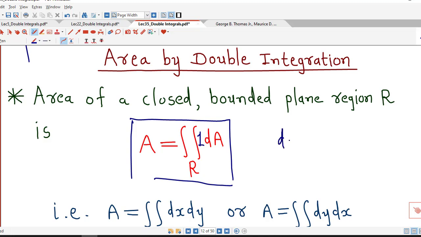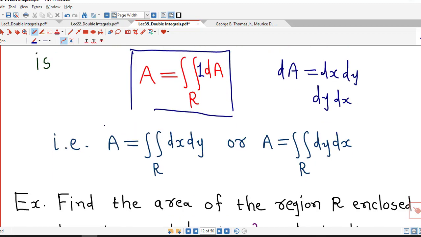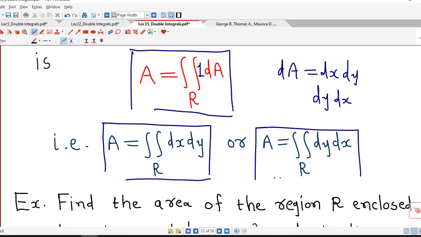And as we know, dA is either dx into dy or dy into dx. So the area of the region R is given by capital A equal to double integral dx dy over R, or capital A equal to double integral dy dx over R. So we will decide which order of integration we want to select. That will depend on the given problem. The order of integration will be our decision depending upon the nature of the given problem.